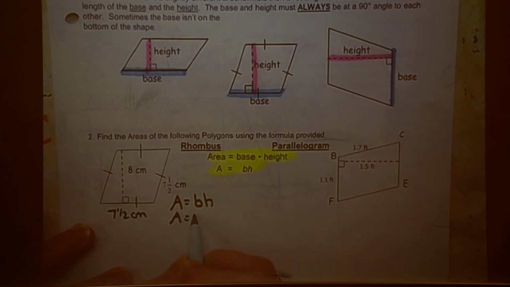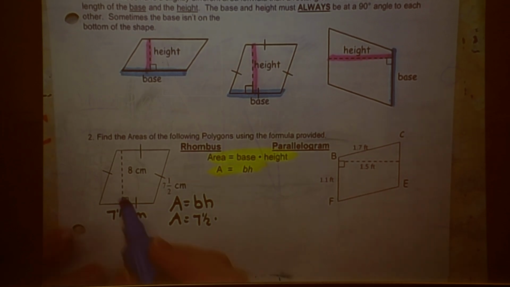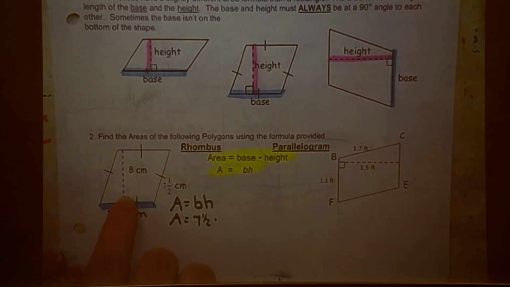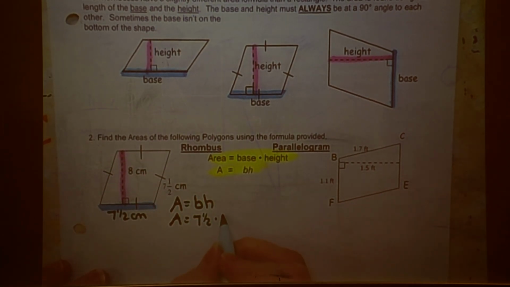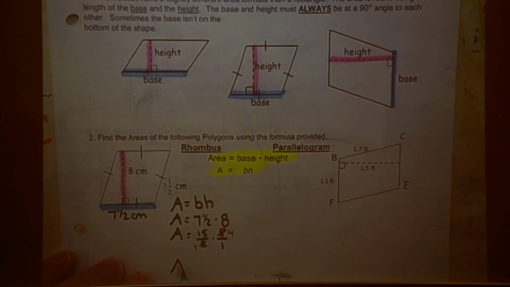In this case, the base is 7.5. I looked for that little right angle symbol, and the height, with that dashed segment going at a 90-degree angle, is 8. So 7.5 times 8. I can't multiply a mixed number times a whole number, so I'm going to change that to 15 halves times 8 over 1. I also happen to notice that I could simplify 2 divided by 2 and 8 divided by 2, which makes it a little bit easier to work with, and it's 60 over 1, or 60 centimeters squared. Area equals base times height.